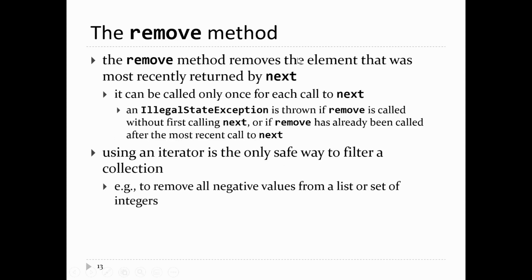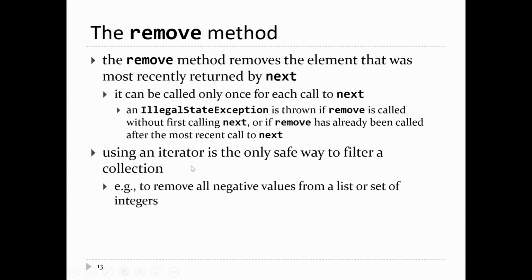Okay, so the remove method removes the element that was most recently returned by next. So what that means is you have to call next before you can remove an element. And you can only call remove once every time you call next. So in other words, you can't say next and then remove twice. You can only remove the element that was most recently returned by next. You get an exception if remove is called without first calling next, or if remove has already been called after the most recent call to next. So if you try to call remove when you're technically not allowed, you get an exception.